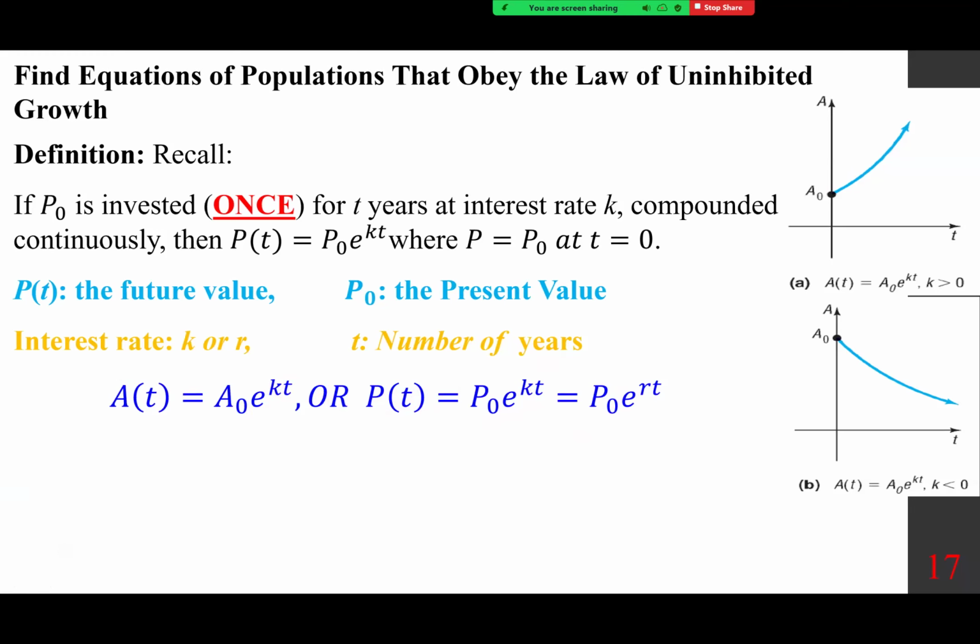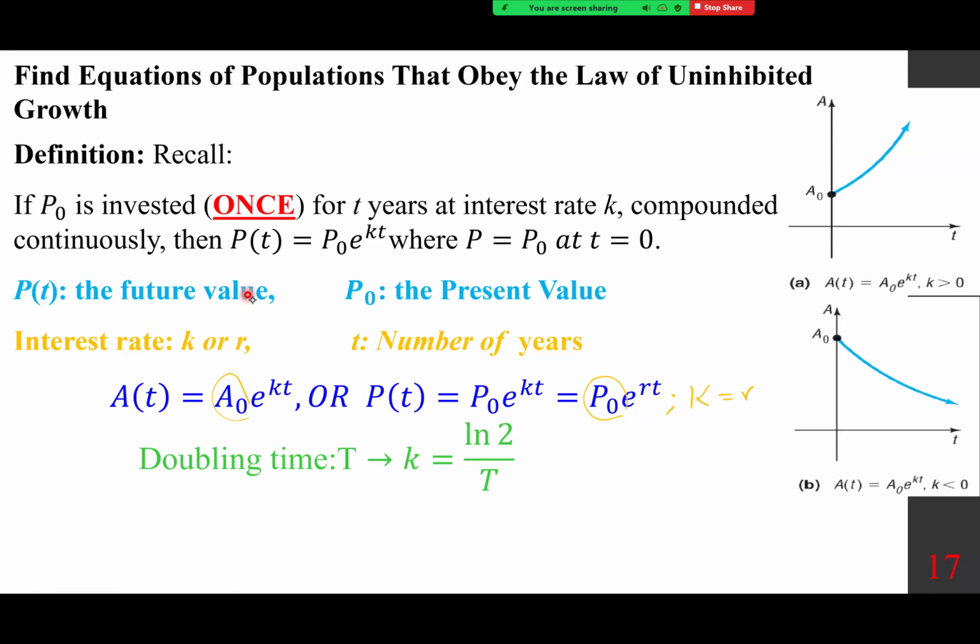So we may use k or r. We may use P sub 0 or A sub 0. That means the initial value, the present value. And if we use A of t, that is the future value. If you use P of t, that is the future value.